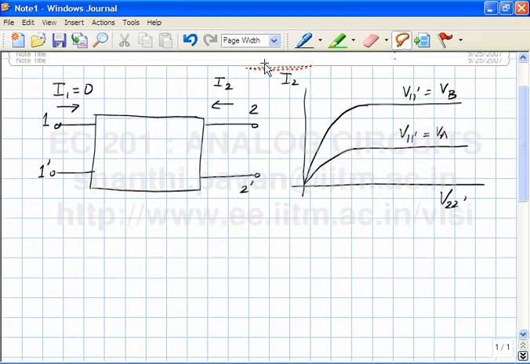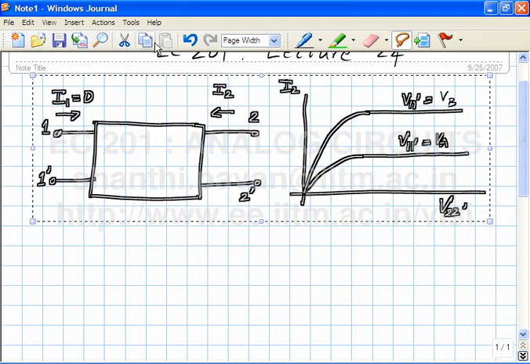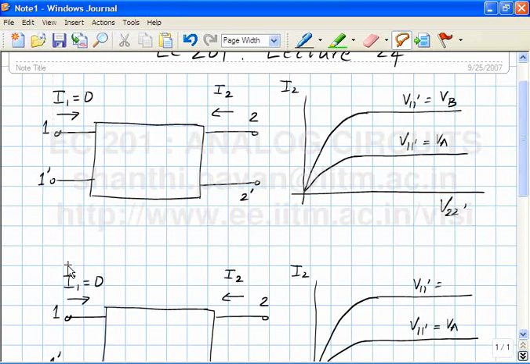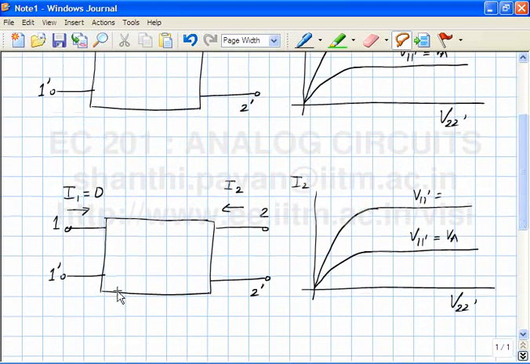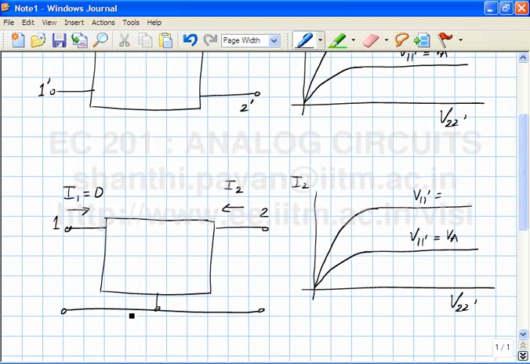Now, then what did we say? We said the simplest case of a two-port network is when one terminal is common to both of them, or to both the ports. So we, in other words, said there is no 1 prime, 2 prime. We call this some terminal 3, in which case this still remains I2. Instead of having V2 prime, we have V2 3, and instead of plotting V1 prime, we plot V1 3 is equal to VA, V1 3 is equal to VB.